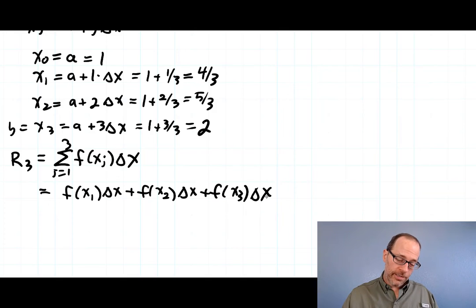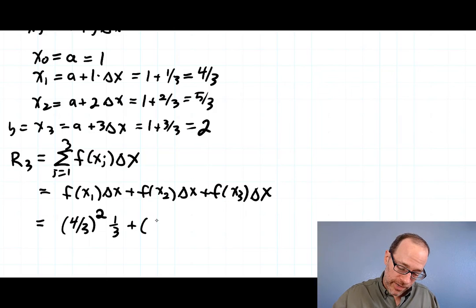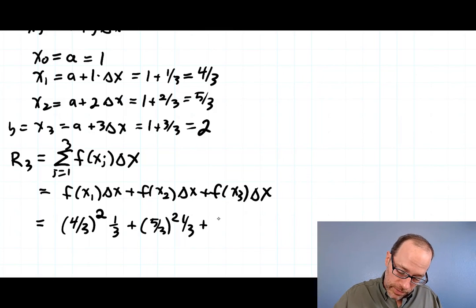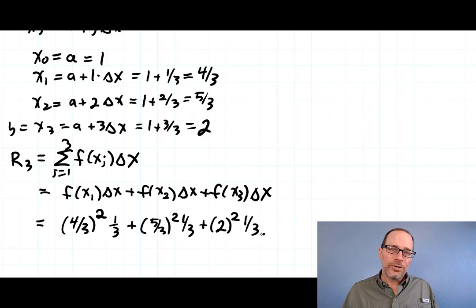First j is 1, plug it in and add, then it's 2, plug it in and add, and then it's 3. We figured out what these were. x1 was 4/3. If you plug it into f, which was the square function, you get that. Your delta x was 1/3. And then you plug in x2, that was 5/3, so you square it and multiply by 1/3. And then you plug in x3, which was 2. You square it and times 1/3. And that's the answer. You can, of course, simplify it, but who cares in this case?